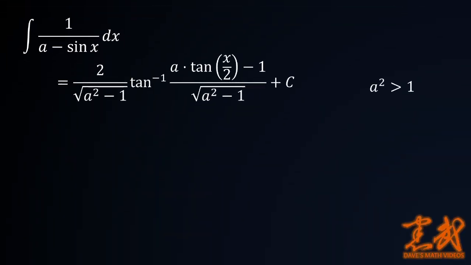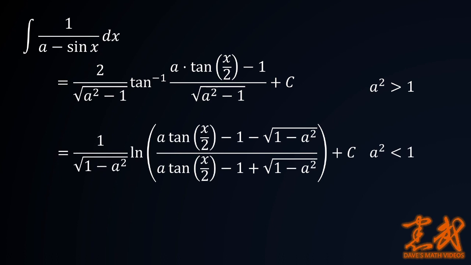So there we have it. This integral, despite looking very simple, actually has quite a complicated answer. If a squared happens to be bigger than 1, then the solution is 2 over the square root of a squared minus 1 times the inverse tangent of the quantity a times the tangent of x over 2 minus 1, all over the square root of a squared minus 1, plus c.